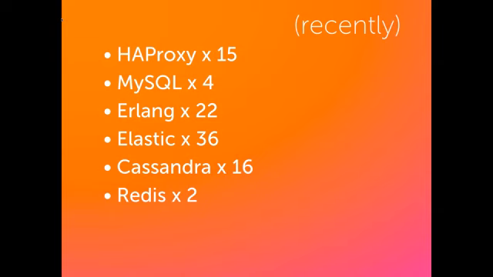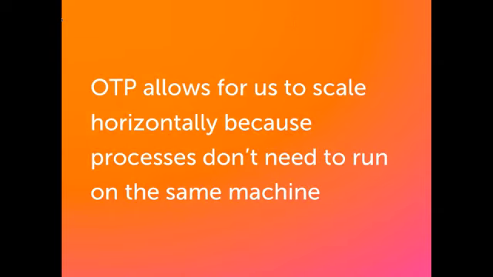So one of the things that's really nice, though, is that I don't really think a lot about the number of servers we have. I mean, we think a lot about it in terms of efficiency. We don't think about it in terms of can we add more, because the way the system is set up, OTP allows us to scale in many ways horizontally because we can just add more servers and we don't really need to worry about where processes are running.